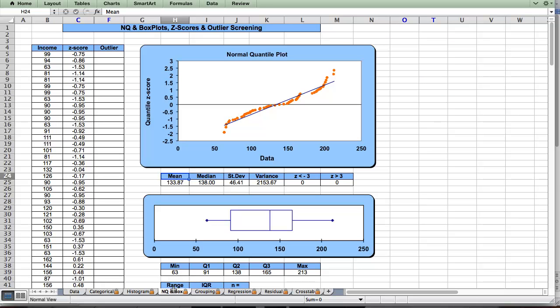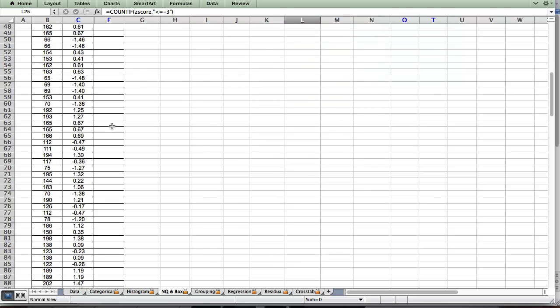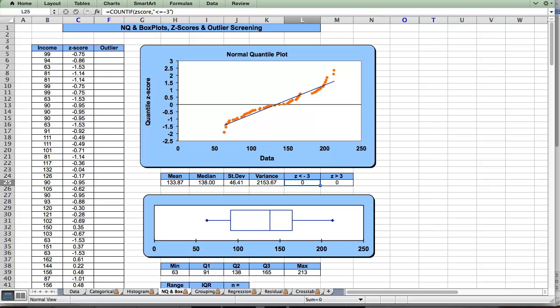Checking our z-scores, we can see on our NQ plot that there's no strong skew. We see that also on the box plot. We see that there are no z-scores that are beyond 3, and that's our standard for classifying a data value, an income, as an outlier. We could also scroll to see that none of the z-scores are flagged as outliers.